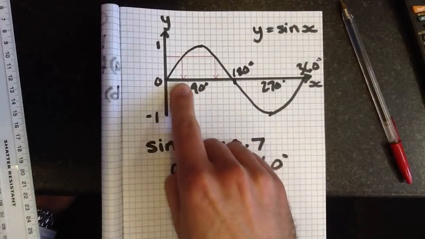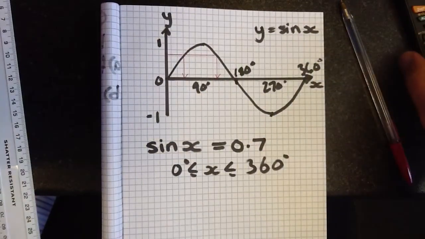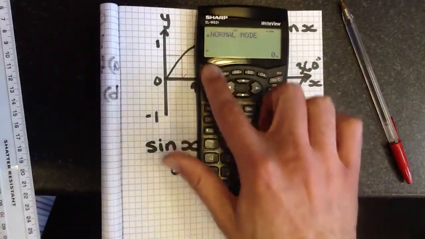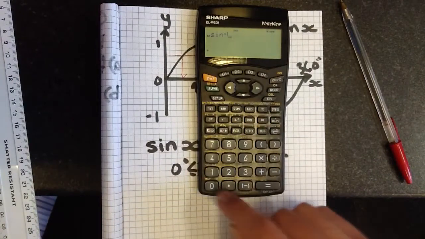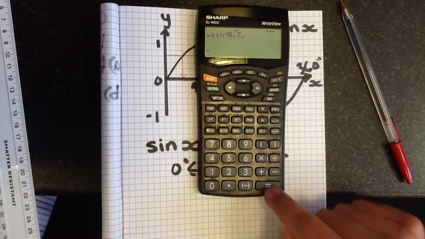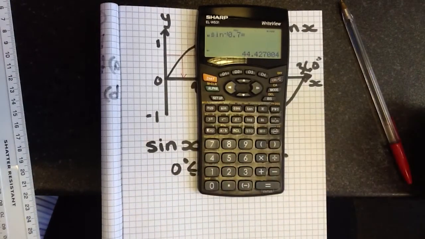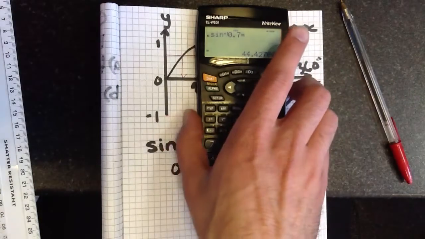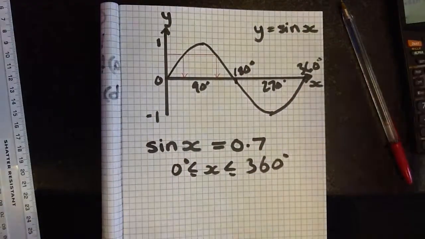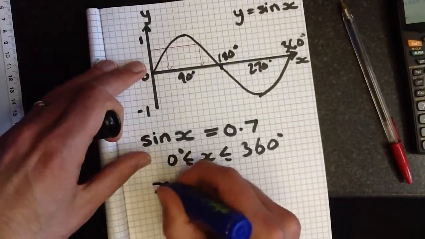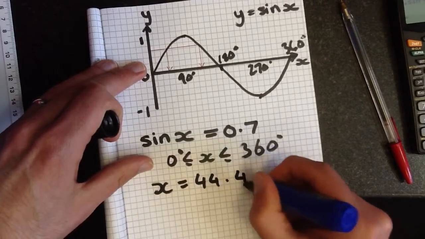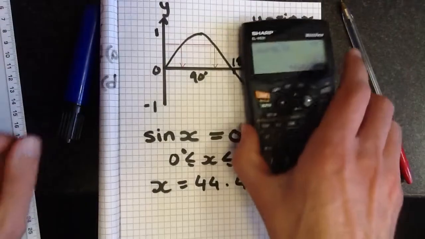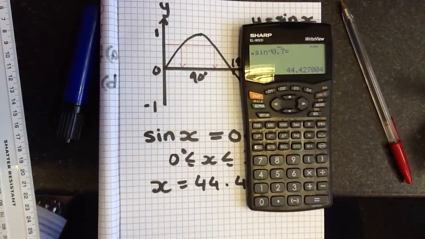So we can find this one, called the principal value, very easily, just using our calculator. So you do inverse sine of 0.7 and I get an answer of 44.4 degrees to 3 significant figures. So that would be my first solution. X equals 44.4 degrees.